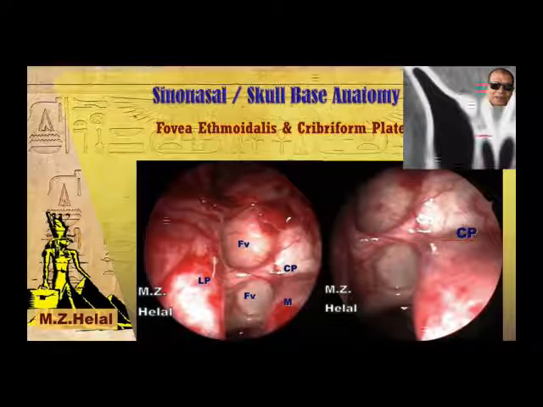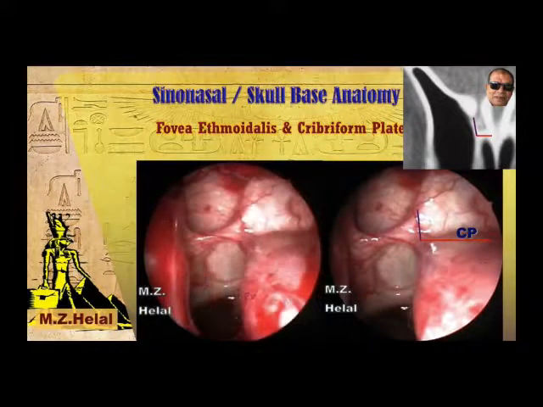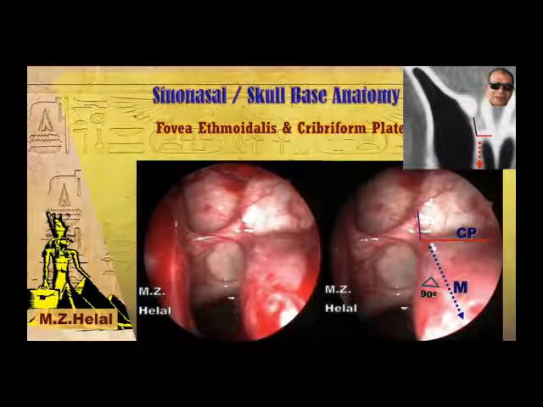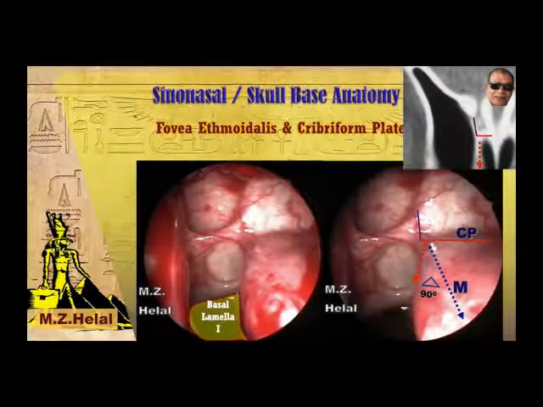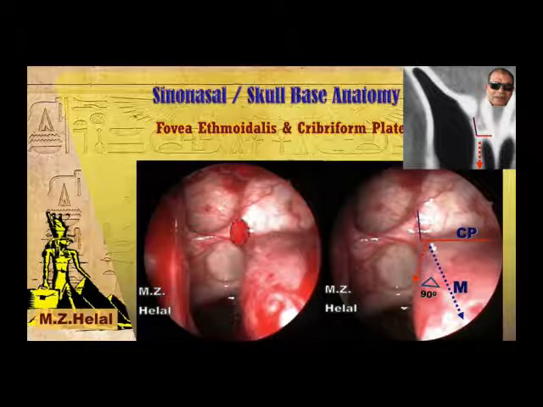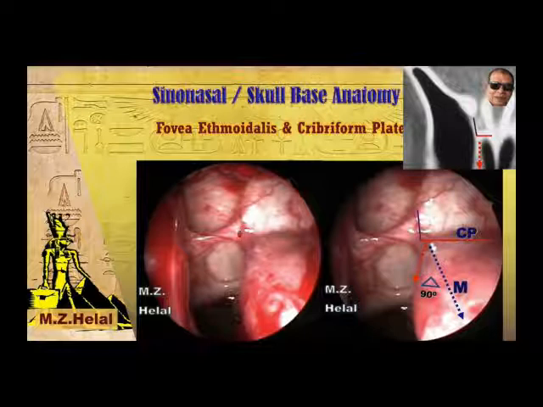This is the horizontal plate of the cribriform plate, while this is the vertical or lateral lamella of the cribriform plate, and here is the middle turbinate going inferiorly and at a right angle goes posteriorly alongside the attachment to the cribriform plate. Here is the expected first part of the basal lamella or ground lamella, and here is the point of entrance of the anterior ethmoidal artery, which is the weakest point of the skull base.